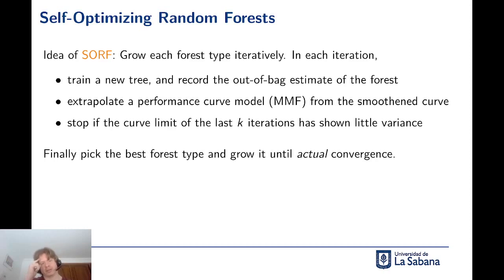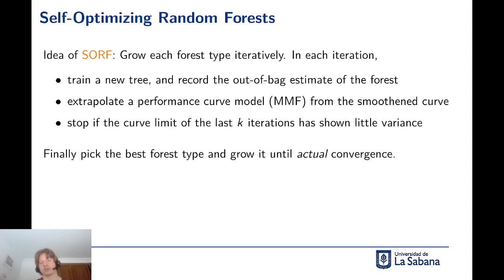So the idea of a SORF is simple. For each forest type we do the following steps in each iteration. So in each iteration of training a forest of a specific type, we add and train a new tree, and then we record the out-of-bag estimate of the forest. Then this gives an empirical curve of performance observations, and this curve can be extrapolated using some curve model. Here we use a Morgan-Mercer-Florian model on a smoothened curve, and we stop as soon as the limits projected by this curve model on the last k iterations have shown very little variance.